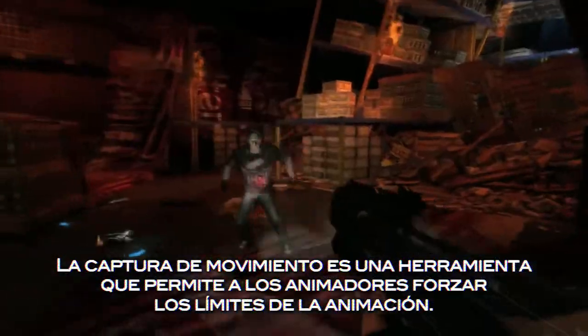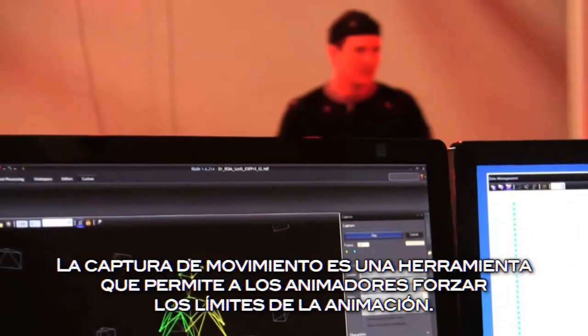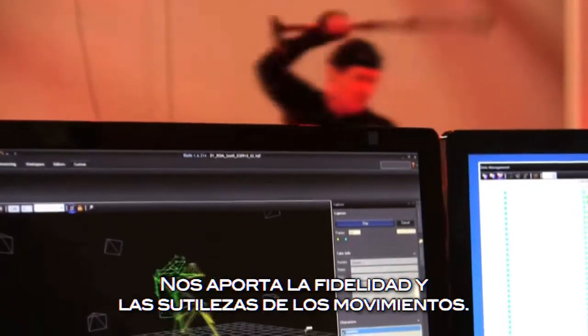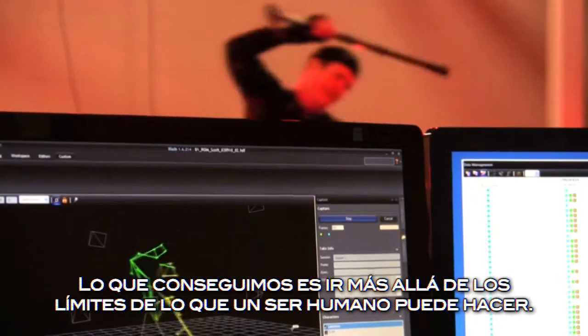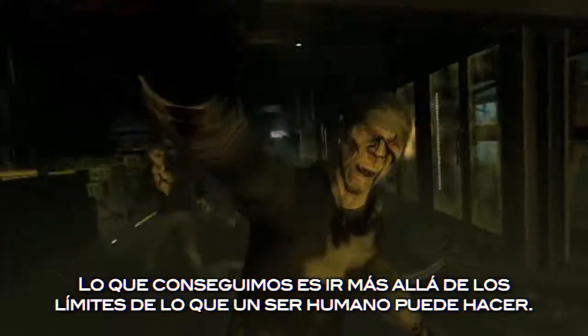Motion capture is basically a tool for the animators to kind of push the limits of the animation. It gives us the fidelity, we get the subtleties of the motion. What we're able to do with it is push it beyond the limits of what a human can do.